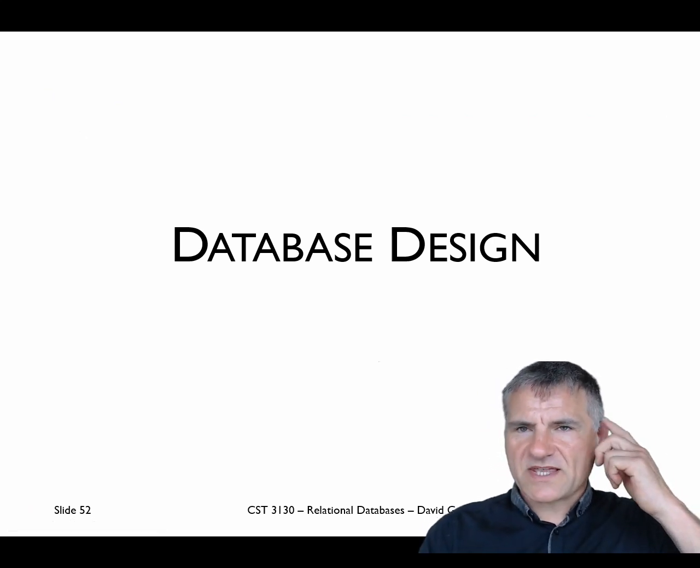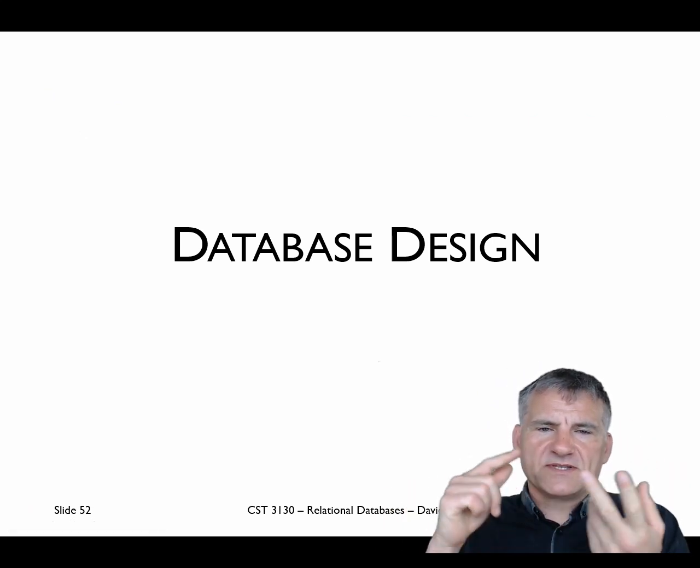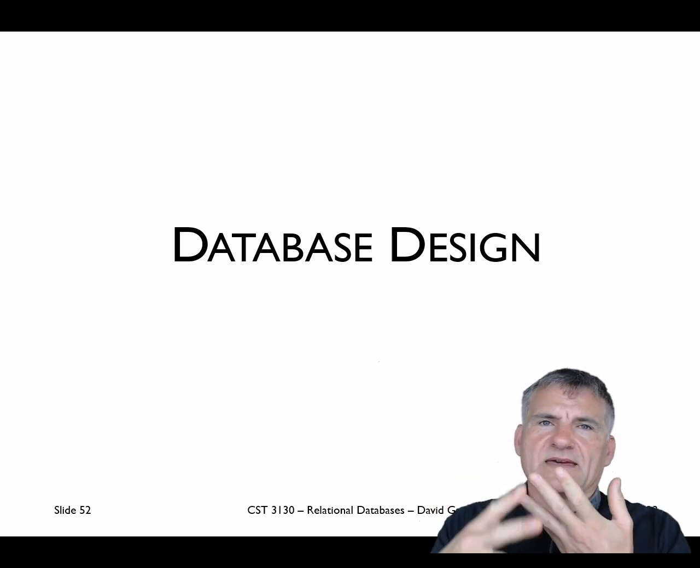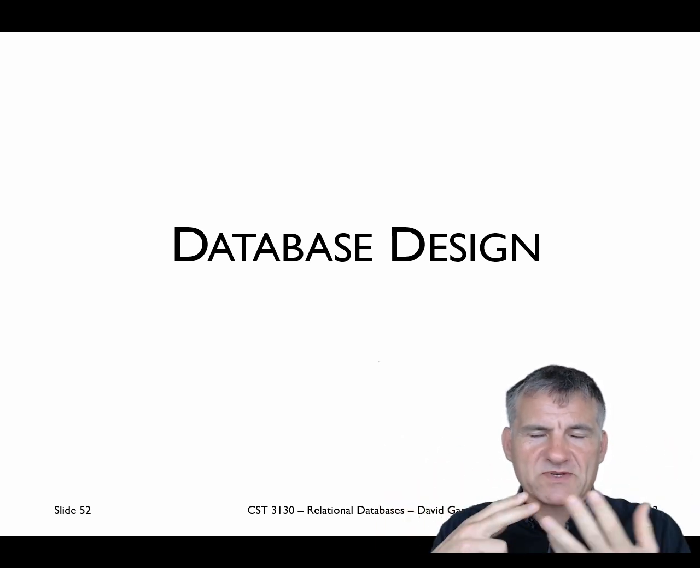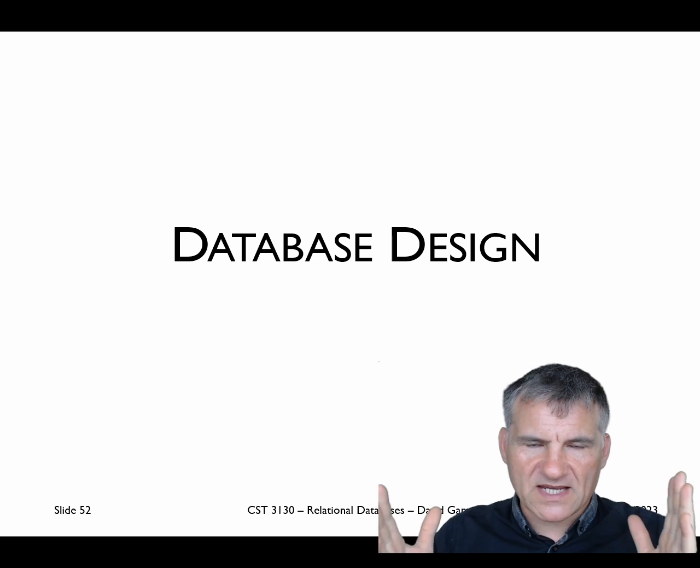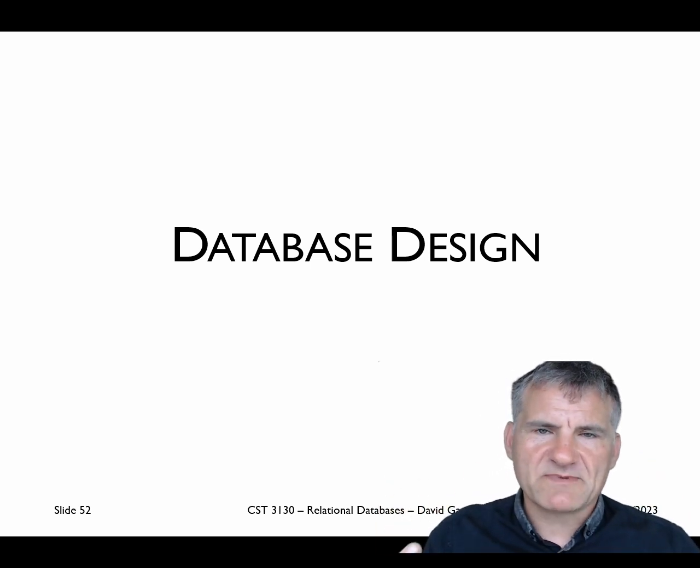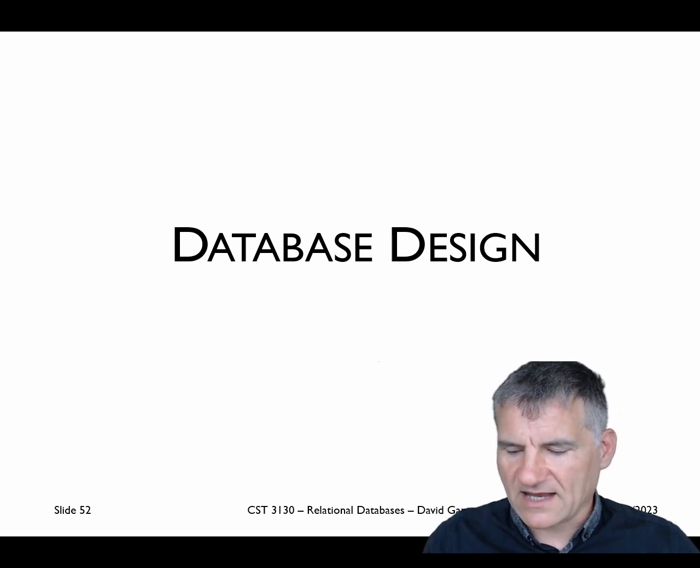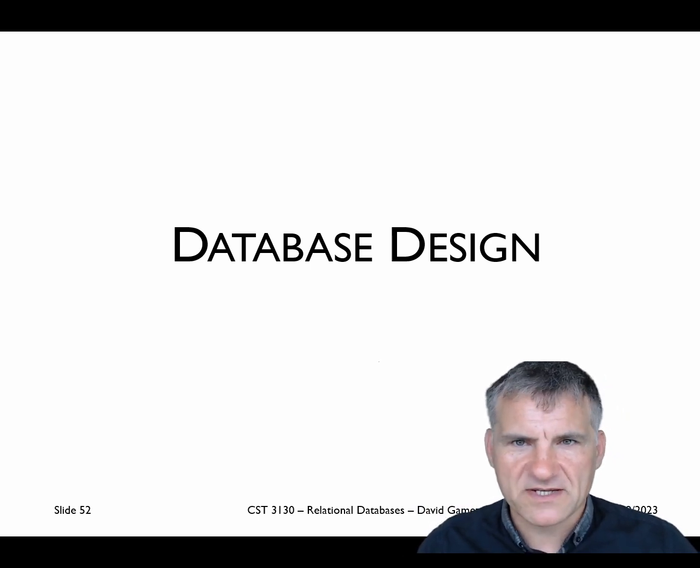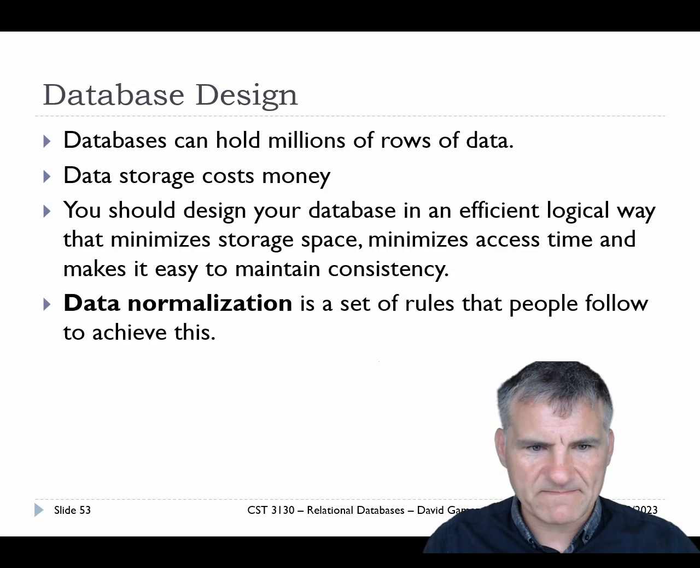Okay, so that's the basics, right? We have tables, tables have primary keys, and then we have relationships or foreign key relationships between these different tables. That's the basics of relational databases. So now I'm going to explain how we can design these databases and some of the rules that have been developed in order to design good, consistent databases.